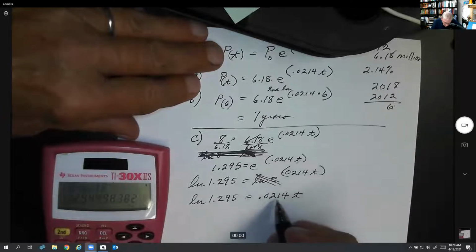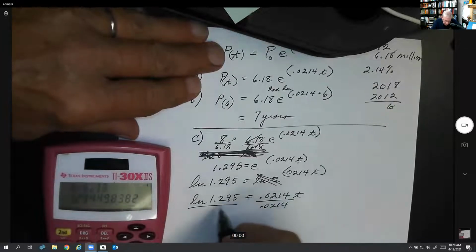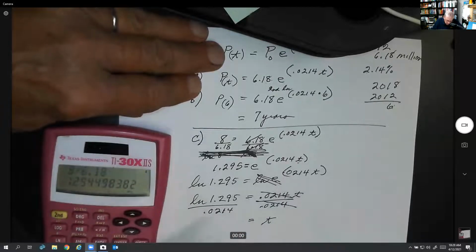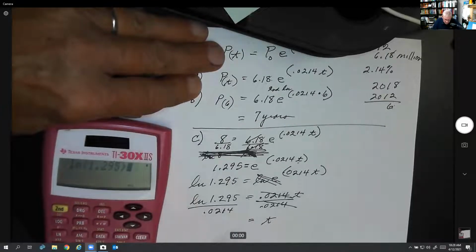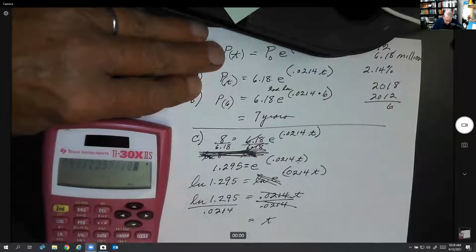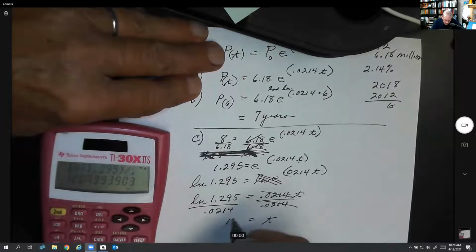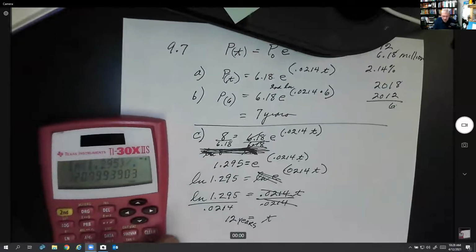Now all I got to do is divide both sides by 0.0214. And that should give me t. Okay, let's see what happens. ln 1.295 divided by 0.0214. And I get about 12 years. Just say 12. Okay, so that's pretty good. You can go 12.1 or 12 years, pretty close.